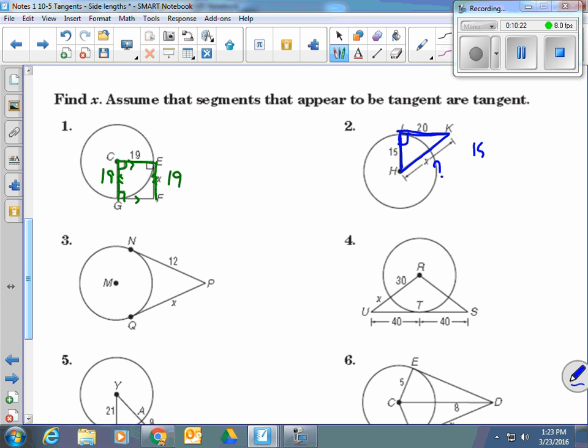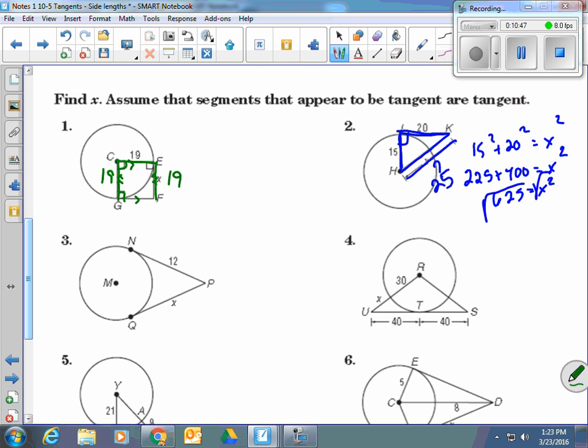So how do I find this side? Pythagorean theorem. 15 squared plus 20 squared equals x squared. So that's 225 plus 400, 625. So that means that this whole side right here is 25. Now, I'm going to give you a heads up of what they're about to start doing.